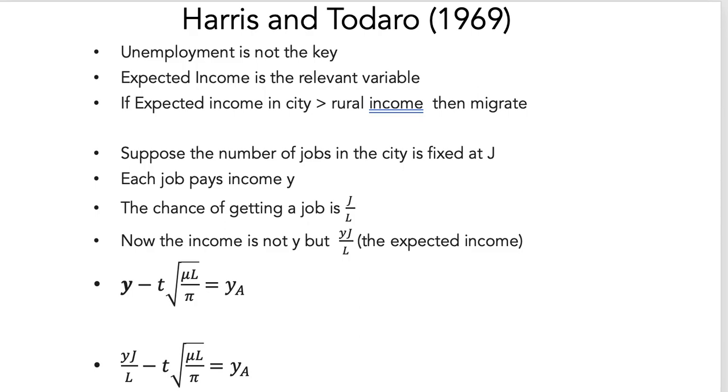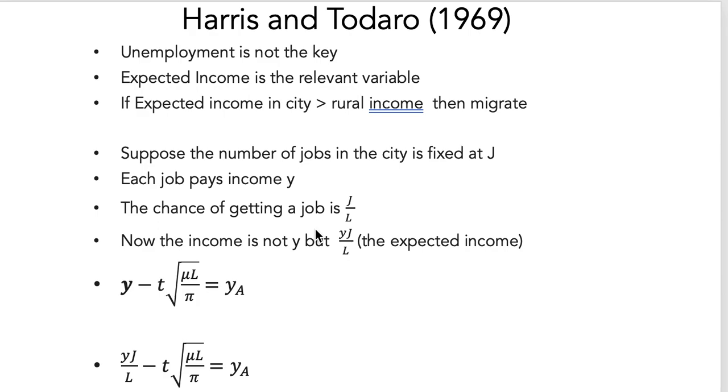So if the expected income in the city is bigger than the rural income, then people will keep migrating. And let's prove this very easily with this model. Suppose the number of jobs is fixed at J, and each job will pay an income given by Y. Now the probability, the chance of getting a job is J divided by L. How many jobs divided by how many people there are.